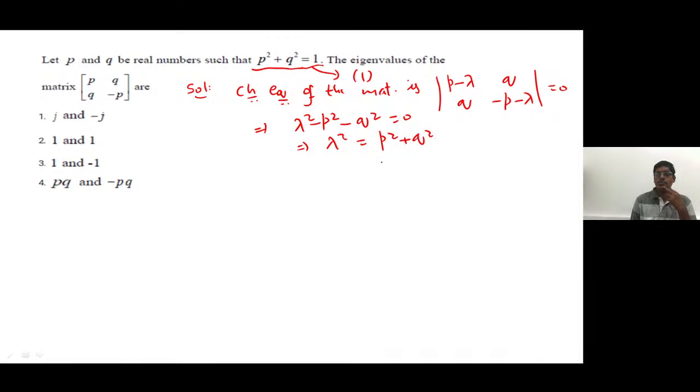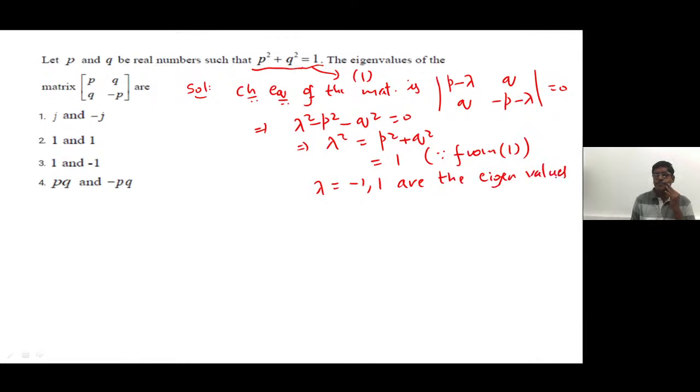So that means lambda square is equal to p square plus q square. p square plus q square is already given as 1 from equation 1. Lambda square equal to 1 means lambda minus 1 into lambda plus 1 is equal to 0, lambda is equal to minus 1 comma 1 are the eigenvalues of the given matrix. So the answer is minus 1 and 1. Accordingly, the third is the option answer.